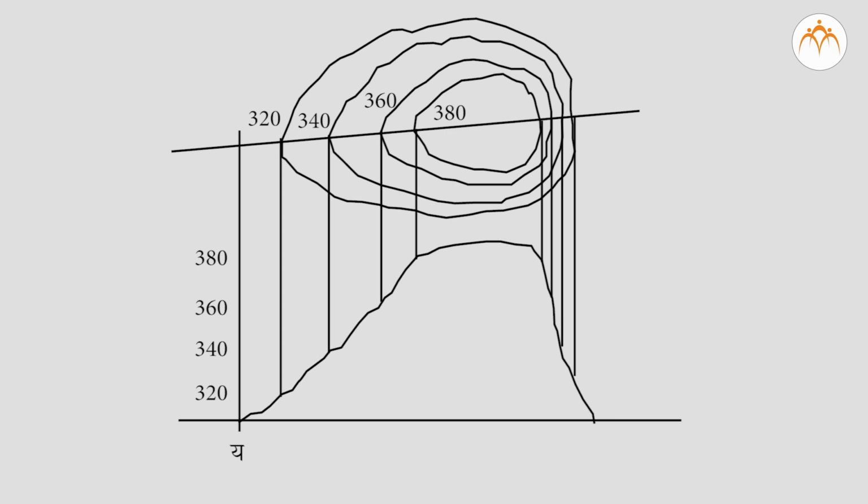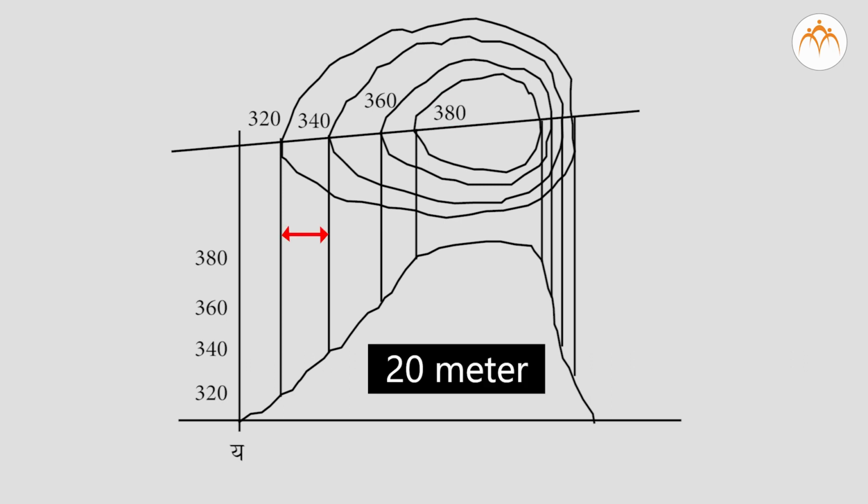Contour lines are drawn in the figure below. The distance between lines on the left is more than the distance between the lines on the right. Note the distance between the contour lines. The outermost contour line is 320 meters and the innermost is 380 meters. That is, the distance between the contour lines is 20 meters.